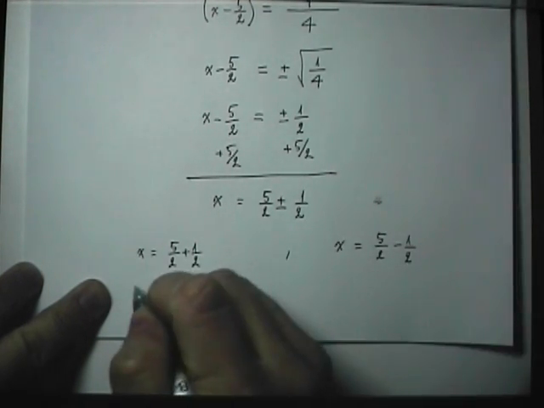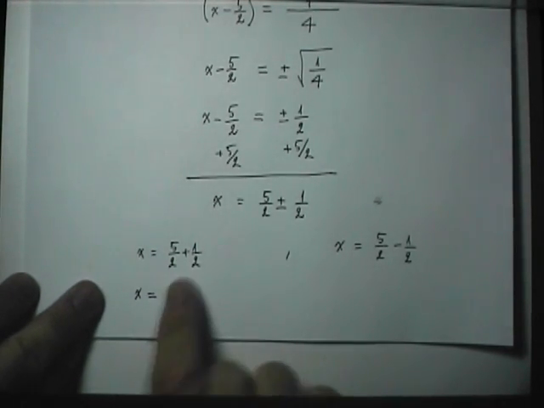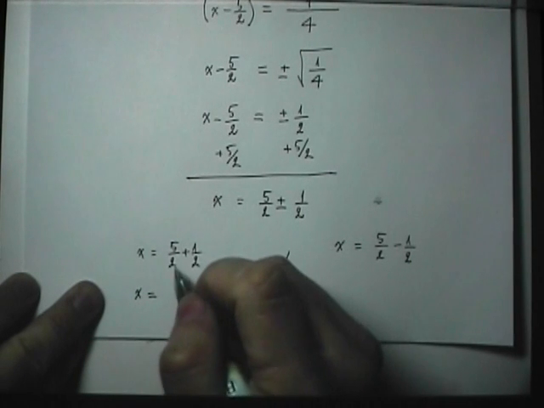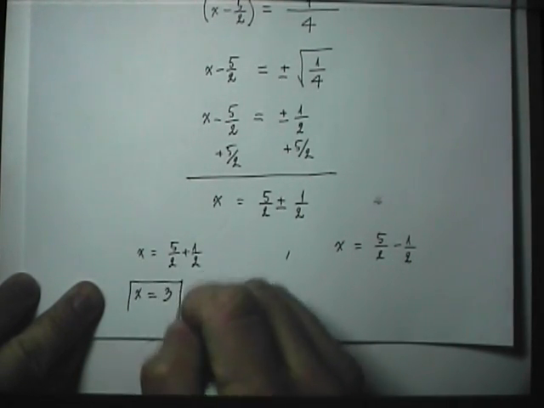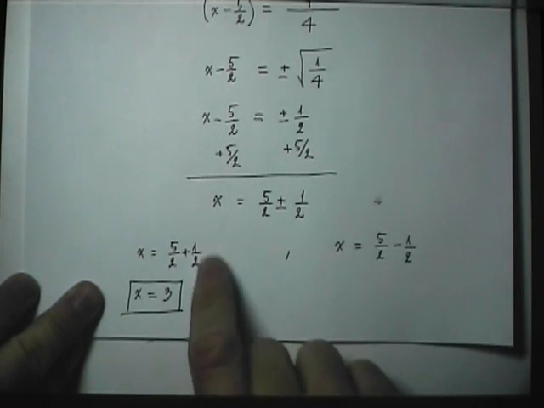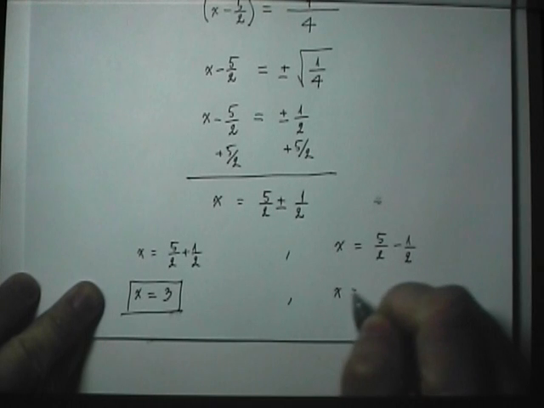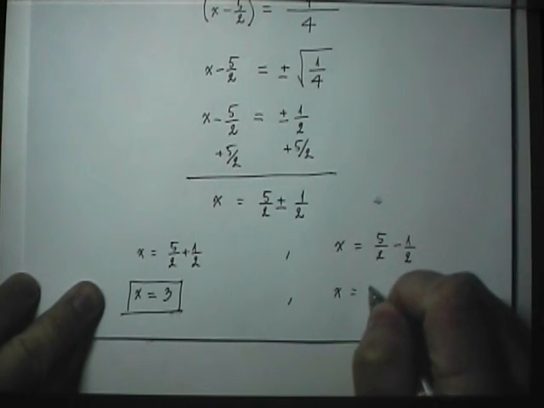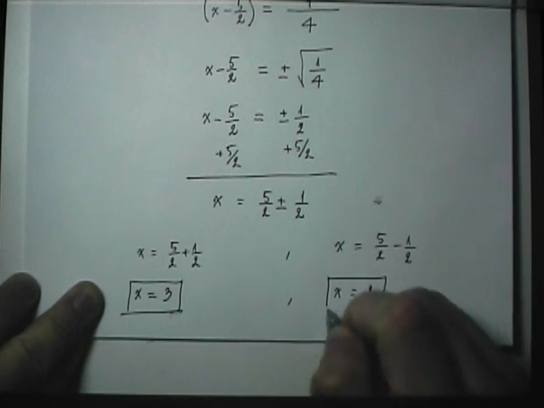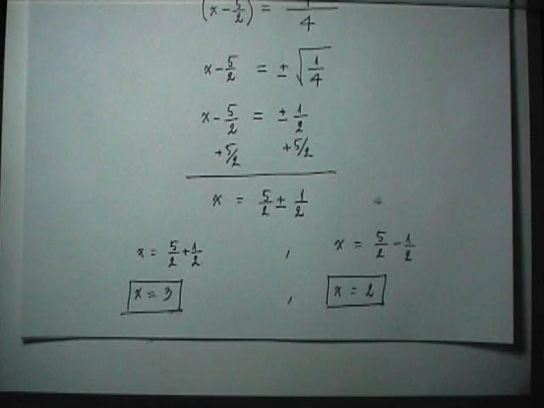Once again, if you don't have your fraction skills ready, make sure you review them. Here, 5 halves plus 1/2 gives me 6 halves, which equals 3 after reduction. The other answer, x equals 5 halves minus 1/2, gives me 4 halves, which is 2. So my final two answers are x equals 3 and x equals 2. And that is how we solve the equation using complete the square.